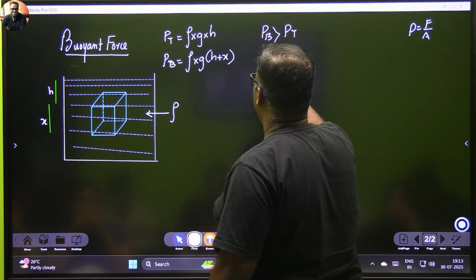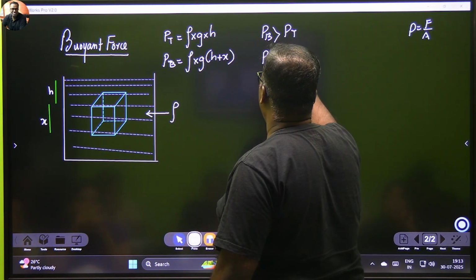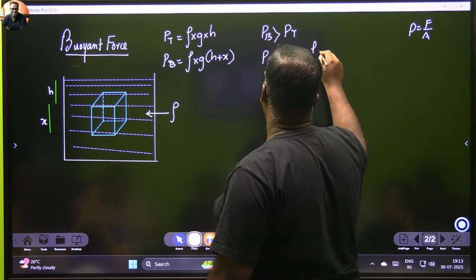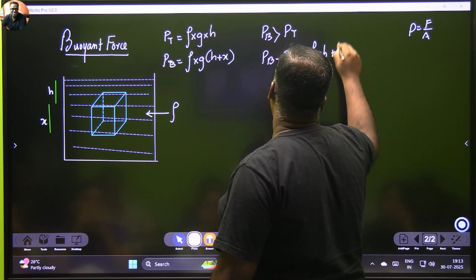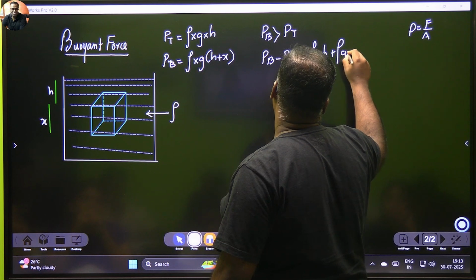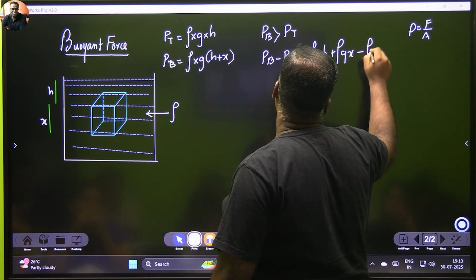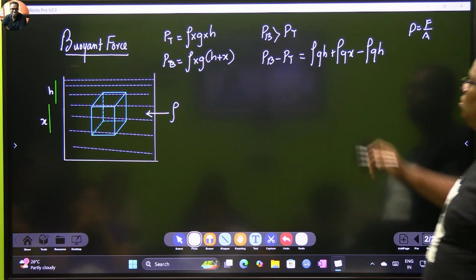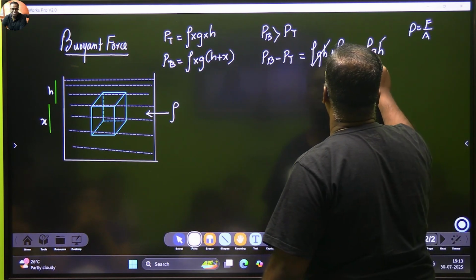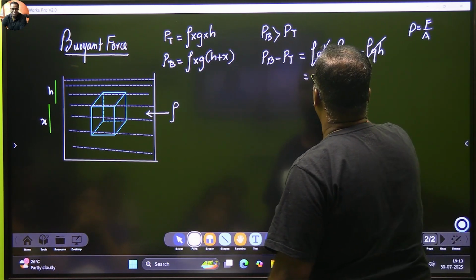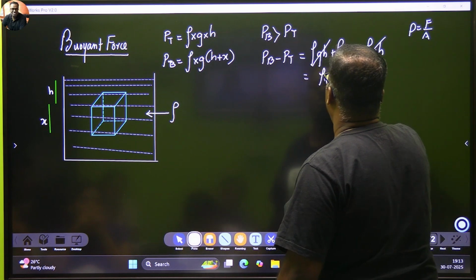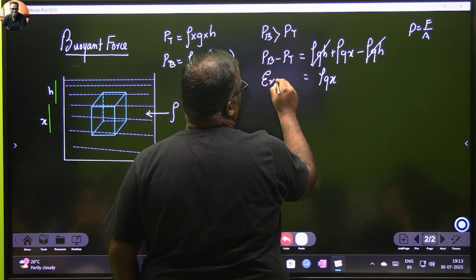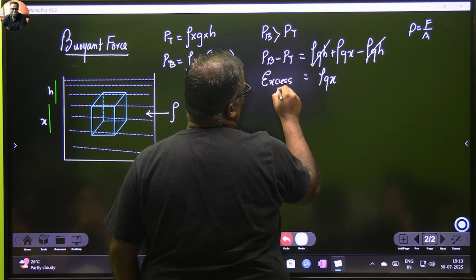So the excess pressure will be given by what? PB minus PT. Agreed? If you do PB minus PT, you get a rho GH plus a rho GX minus again a rho GH. Are we fine? Rho GH and rho GH cancel each other, which means I have got rho GX as my excess pressure, right? This is my excess pressure.